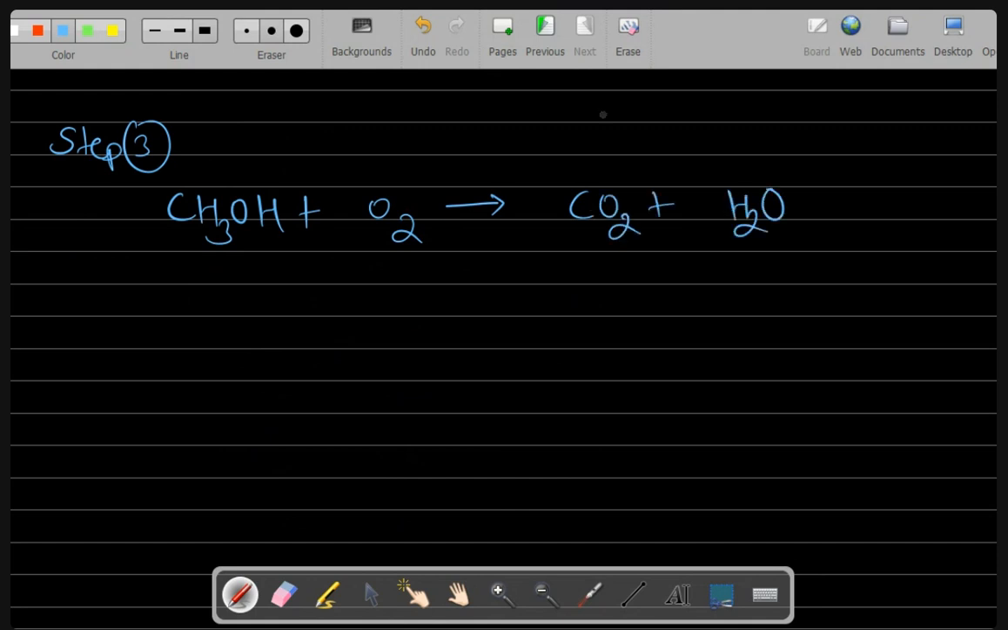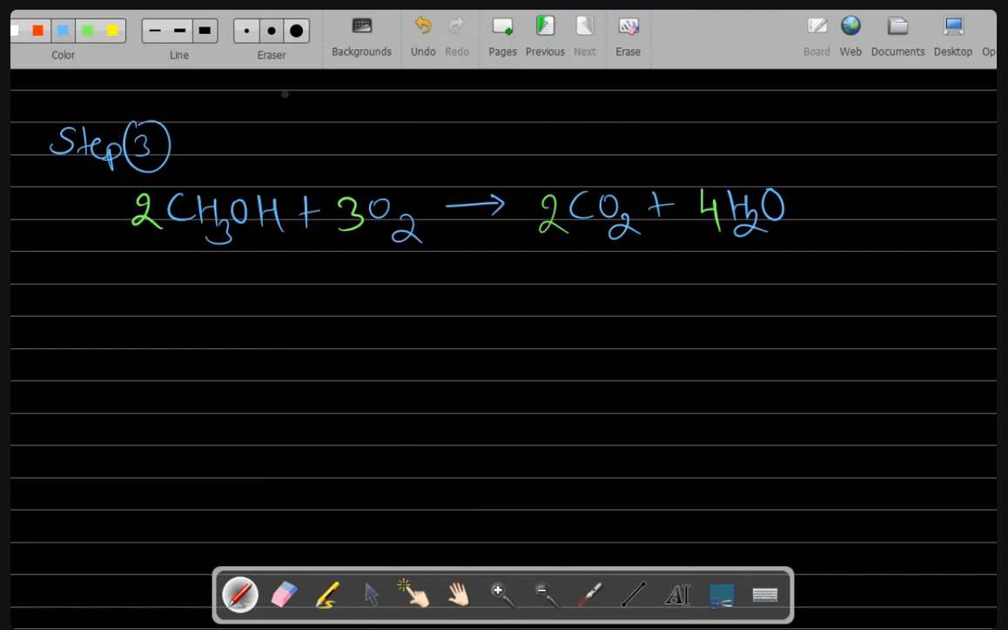Now write the moles. How many are we getting? 2 moles of CO2, 2 moles of oxygen, and 4 moles of water. Correct. So this is our balanced equation.